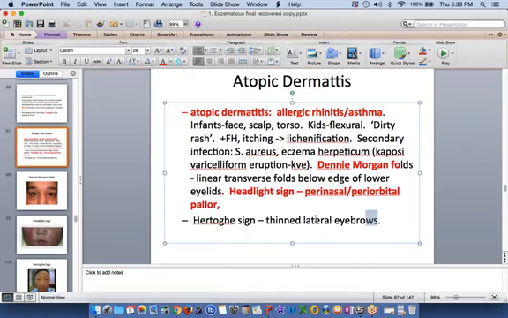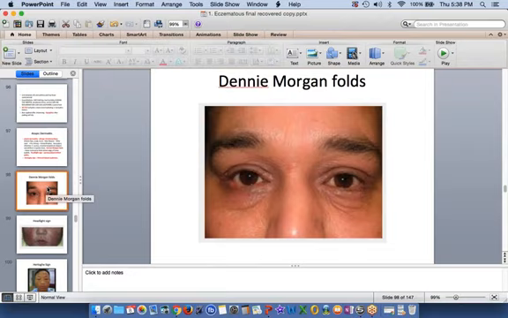And then, of course, the hair toxin, which is loss of lateral eyebrow hairs. So let us look and see what all this means.